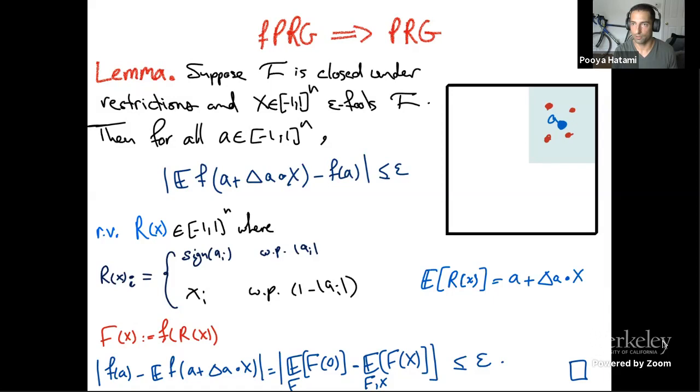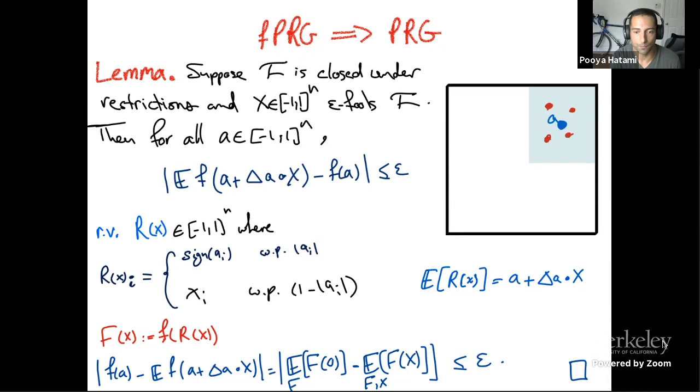Yes, Abhishek. So it seems that what you need is that this x fools the function f and all the restrictions of the function f. Exactly. Yeah, that's true. So if you only wanted to fool a specific f, all you need is to fool all of the restrictions of it. So if we wanted to come up with a random walk that fools a specific function, all that we care about is all of the restrictions of that f. That's true.